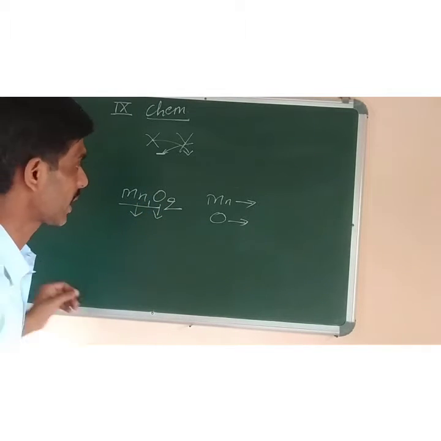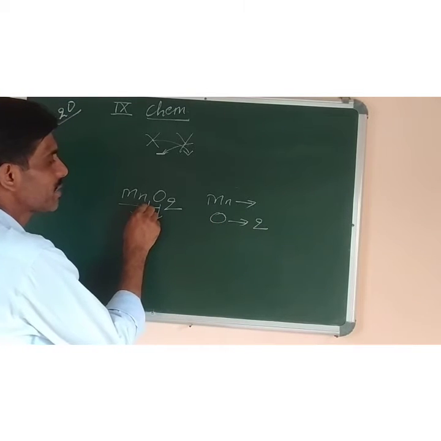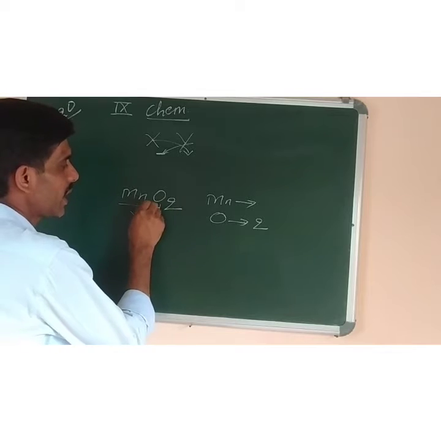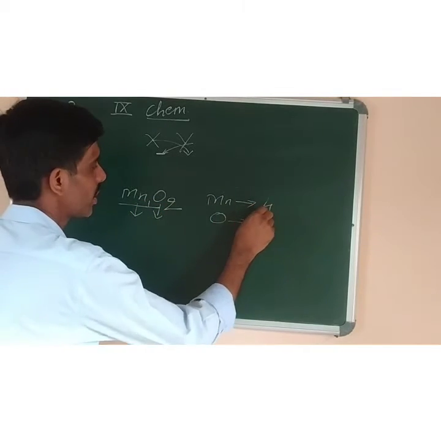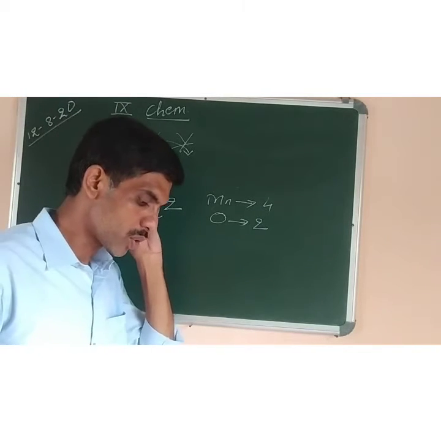No, it's not like that. You know that oxygen valency is 2. Then manganese valency will be how much? If it is 2 here already, if I write here 2, it means here it should be 4. Then only it will cancel and the answer will be MnO2. Okay?